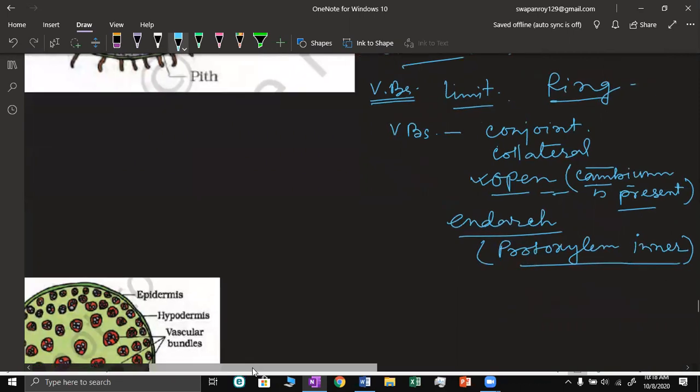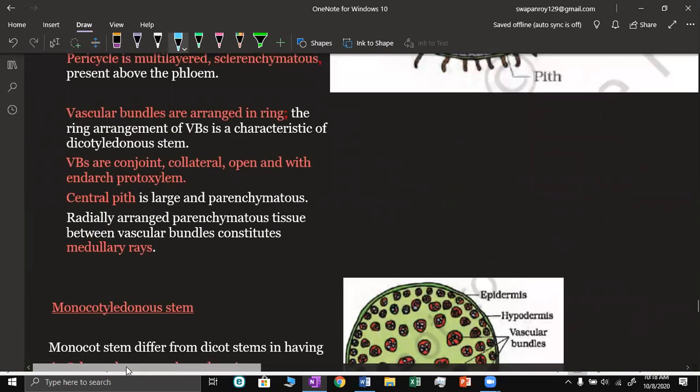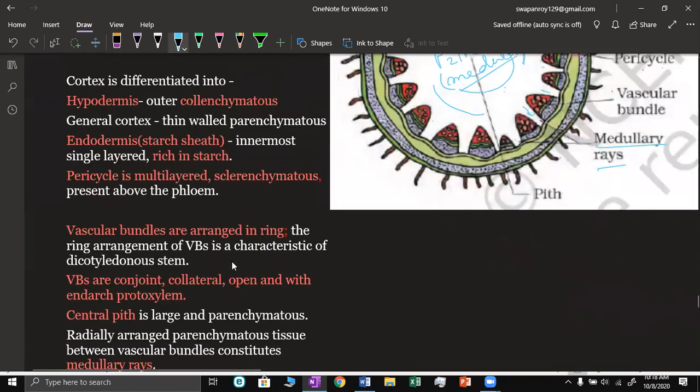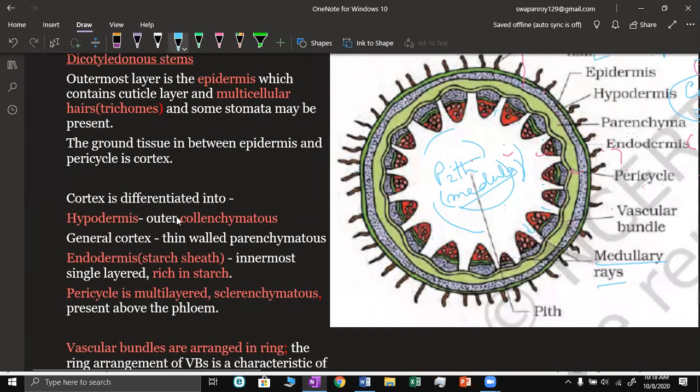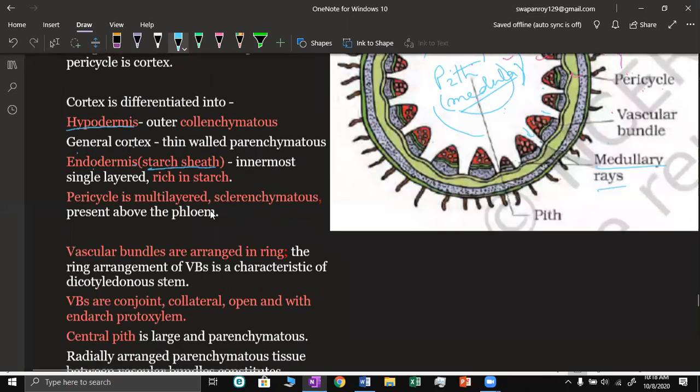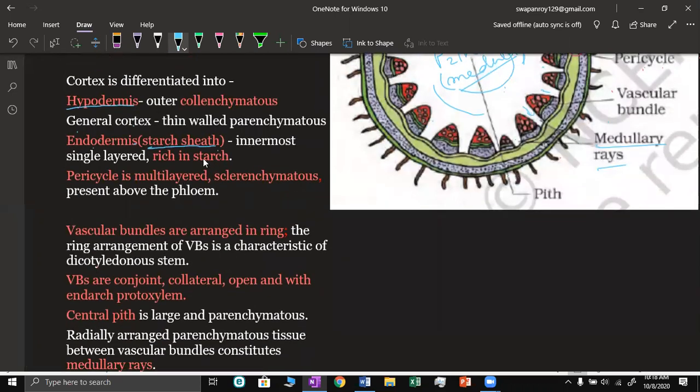In the description also, I have written some important points, marked here with a red color. The cortex is differentiated into hypodermis, general cortex, and endodermis. Endodermis is also known as a starch sheath because these endodermal cells contain a lot of starch grains. So in the stem, it is sometimes called a starch sheath.